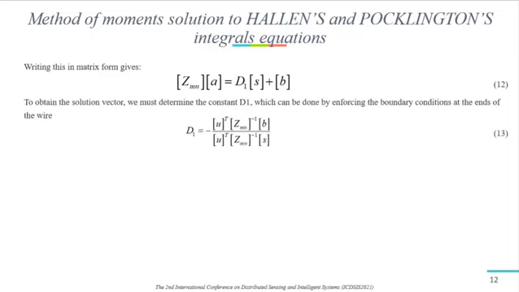Writing this in matrix form gives us Vmn multiplied by A is equal to D1 multiplied by S plus B. To obtain the solution of this vector, we must determine the constant D1, which can be done by enforcing the boundary condition at the ends of the wire, and D1 is given by equation number 13.